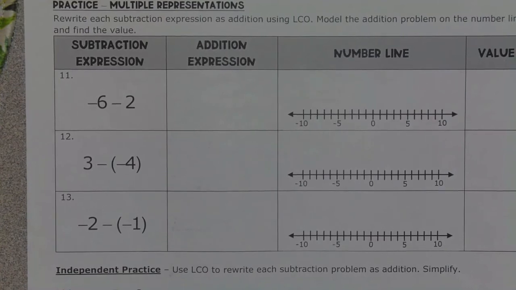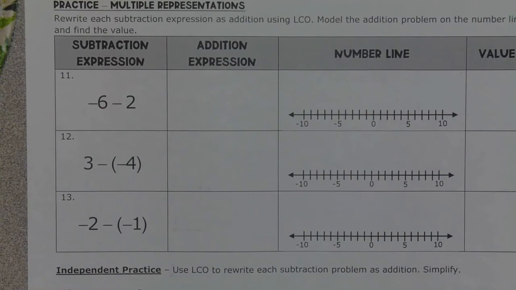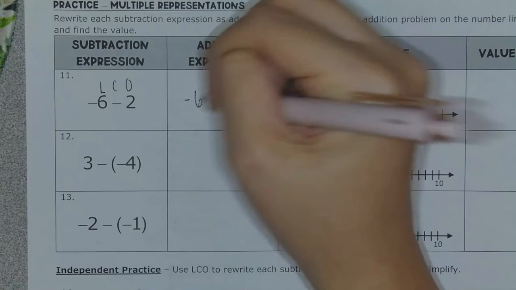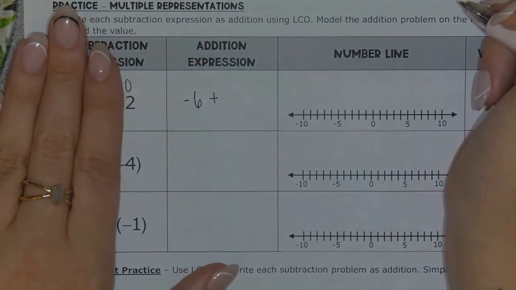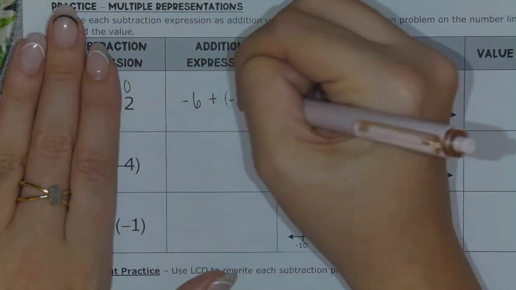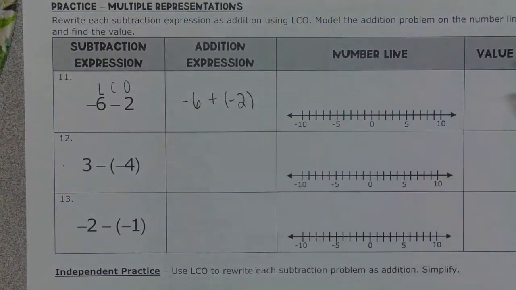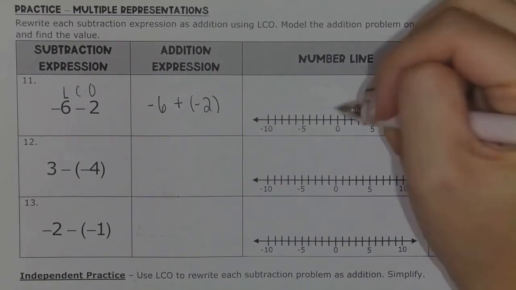Okay, so I have -6 minus 2. Since I see a negative sign with that subtraction symbol, I'm going to go ahead and do LCO. So again, I'm going to leave it as -6. I'm going to change the subtraction to be addition, and then the opposite of +2 would be -2. So when I look at this, I see that I have the same signs. They're both negative. So when they're the same signs, all I do is I add and keep the sign. So 6 plus 2 would give me 8. My sign, since I keep it, stays negative. So this has a value of -8.